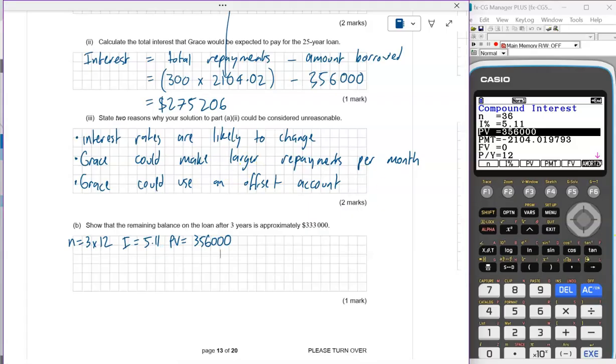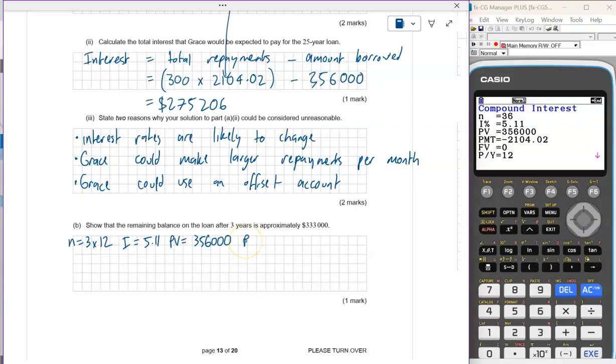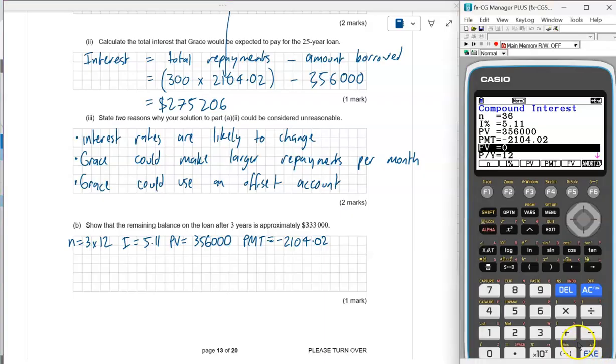Present value is also going to remain at $356,000. PMT is going to be what we worked out before, so the minus $2,104.02, and that is a minus because it's an outgoing. Grace is paying that to the bank, so PMT is negative $2,104.02, and the future value is what we're trying to work out here.